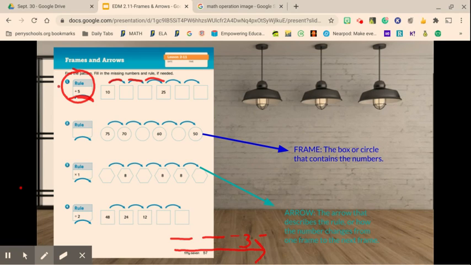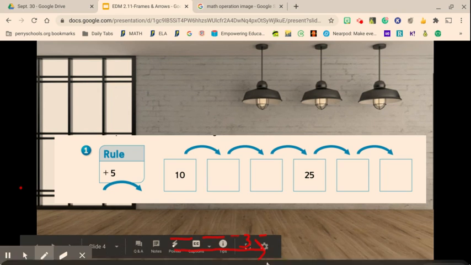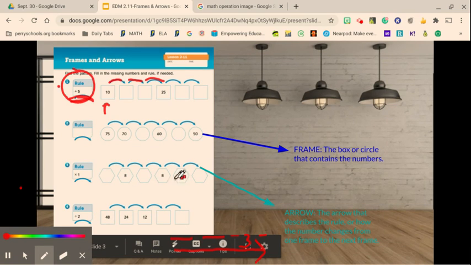So for number 1, the rule is +5. When I go from the first frame, I'm going to use my arrow and change it by adding 5. All right, so this is number 1 in your book. Again, that is page 57. Is that what I said?